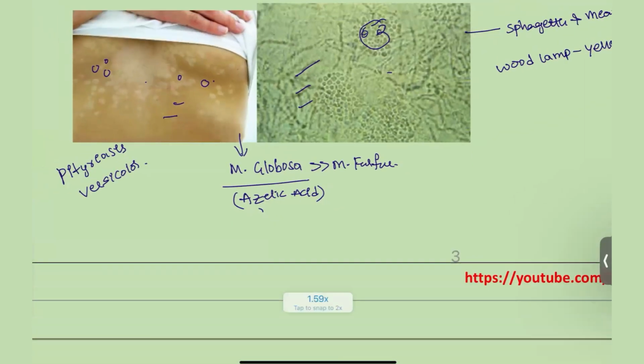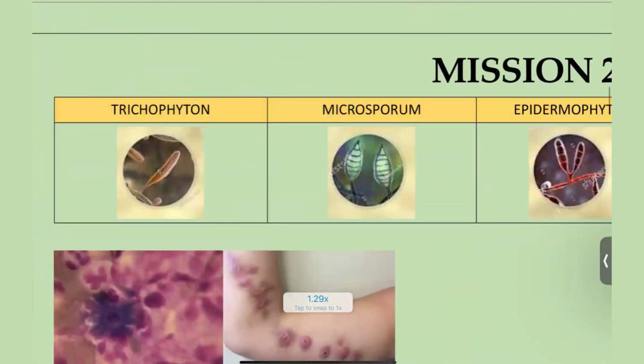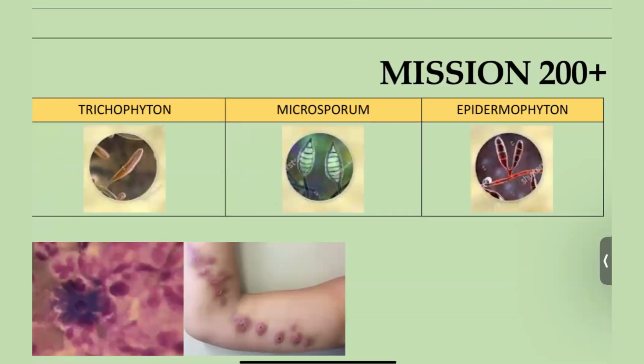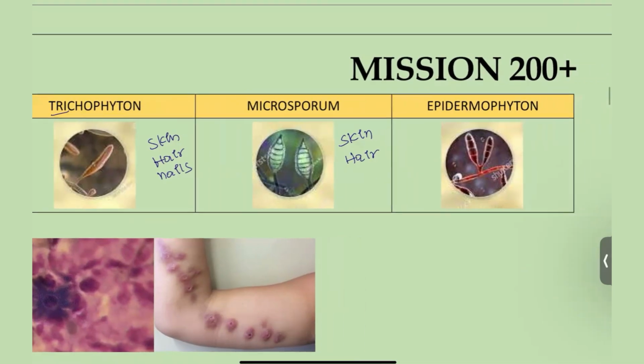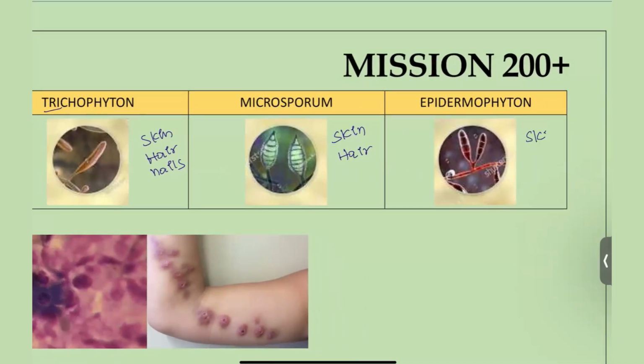Okay. And next one. Moving on to these three important dermatophytes. Trichophyton is going to cause infection of the skin, hair, and nails, so remember these three are involved here. Next, Microsporum is going to involve the skin and hair. And Epidermophyton is going to involve the skin and nails. Skin is common among all. Tri means all three are involved. Microsporum, only micro, hair will be involved. Epidermophyton, skin and nails will be involved here.